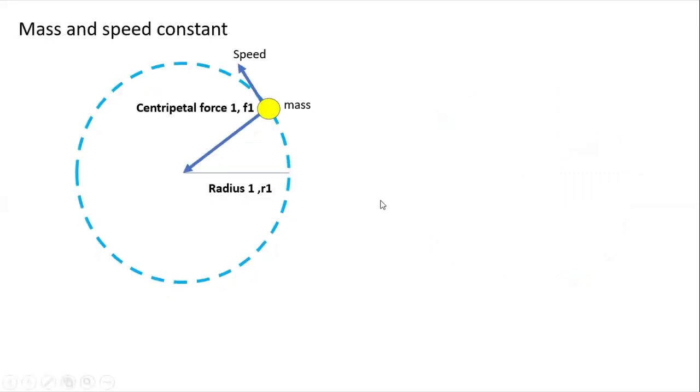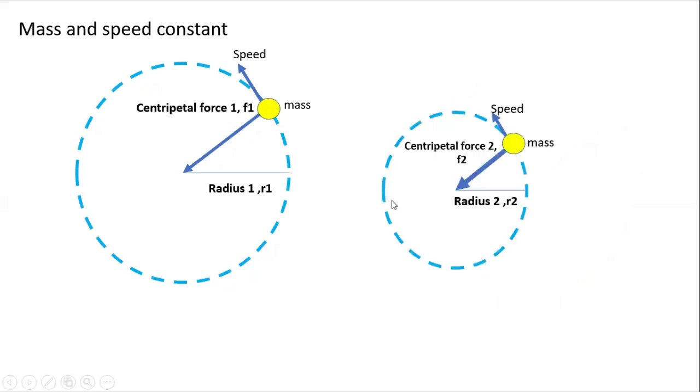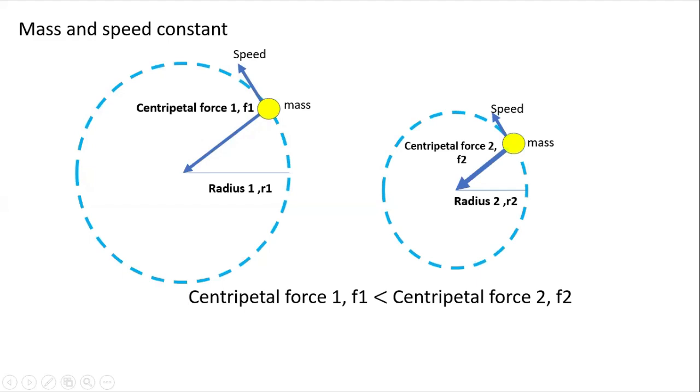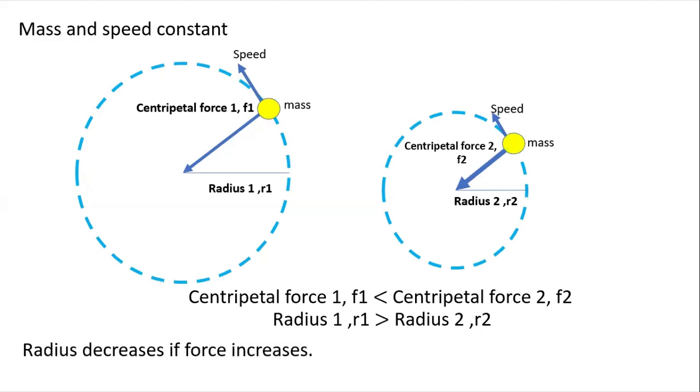Mass and speed constant. At that time, we can see centripetal force 1, F1, radius 1, R1 there. And centripetal force 2, F2, and radius 2, R2 there. So we can say centripetal force 1, F1, is less than centripetal force 2, F2, and radius 1, R1, is greater than radius 2, R2. So radius decreases if force increases.